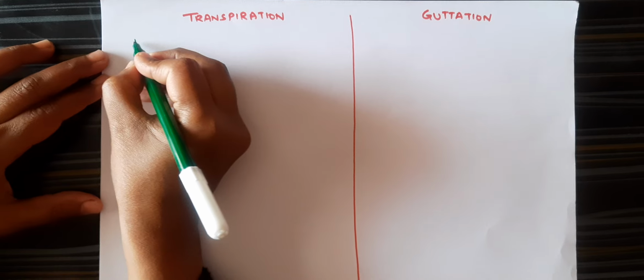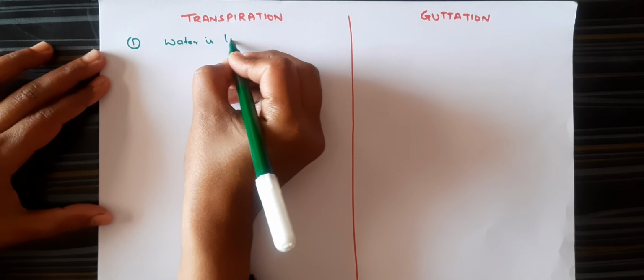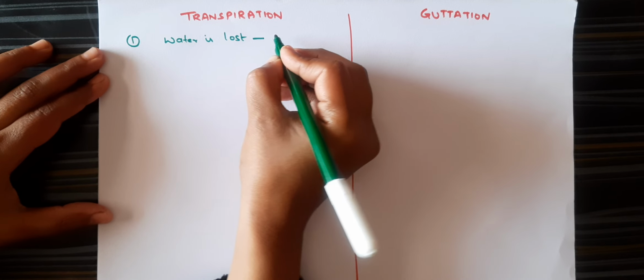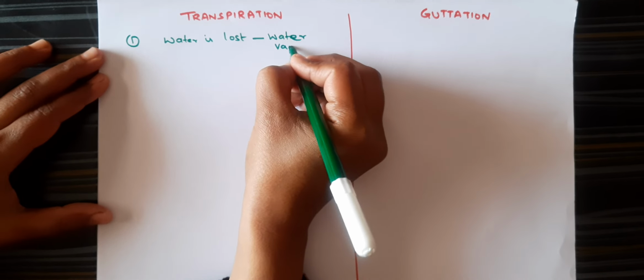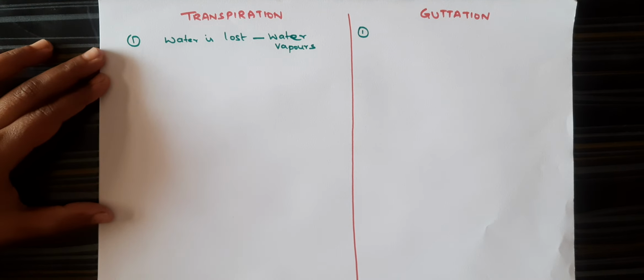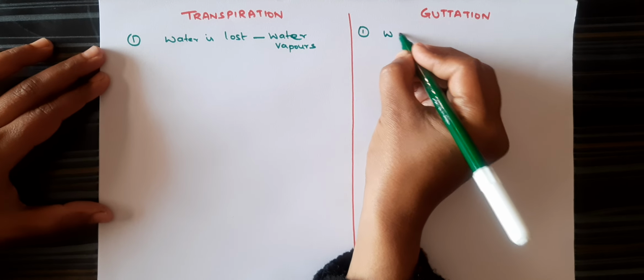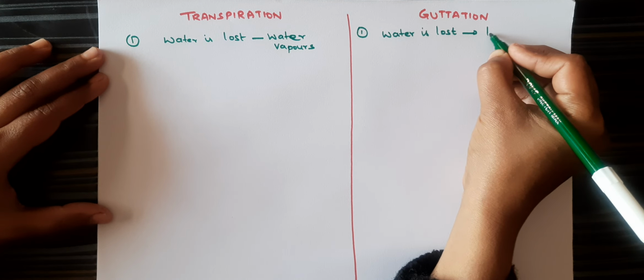So good morning everyone. We are back with another new topic, and that is the differences between the two processes, transpiration and guttation. The first difference is that in transpiration, water is lost in the form of water vapors. However, in the process of guttation, the water is lost in the form of liquid drops.